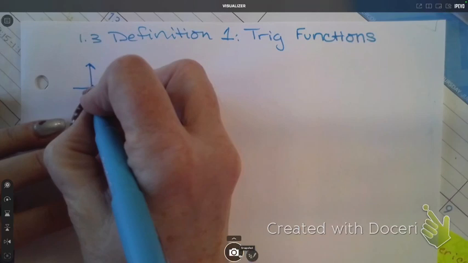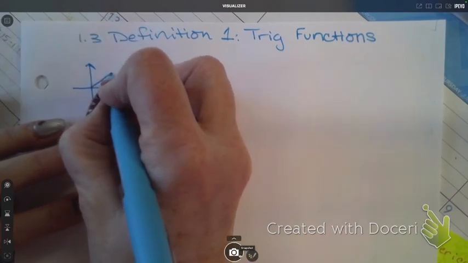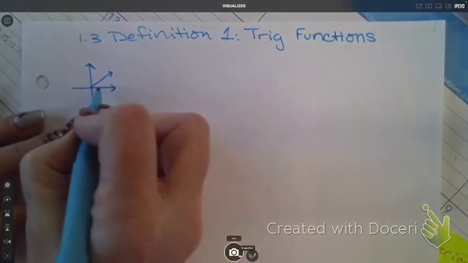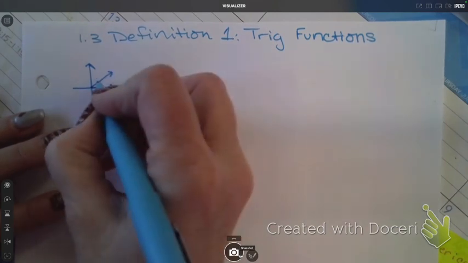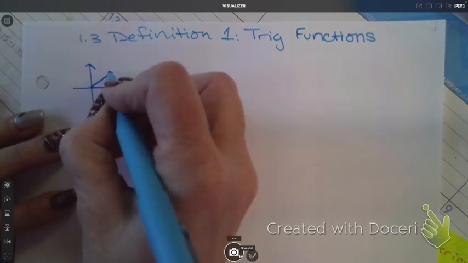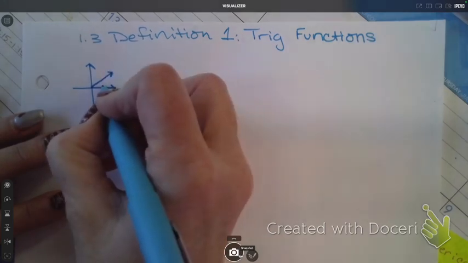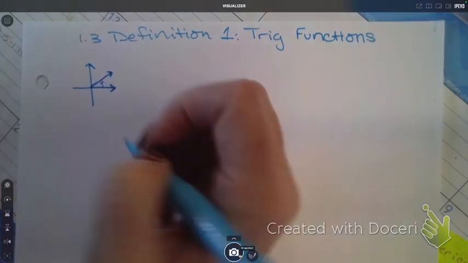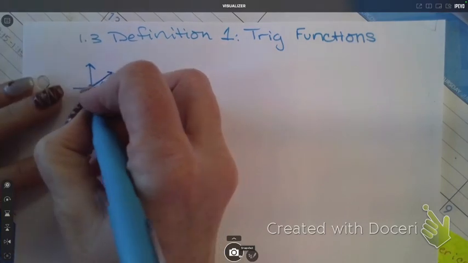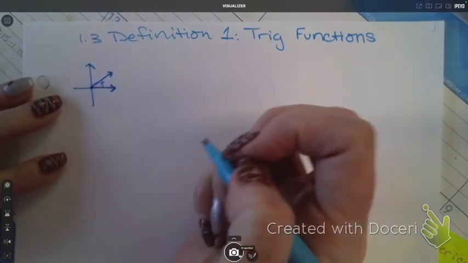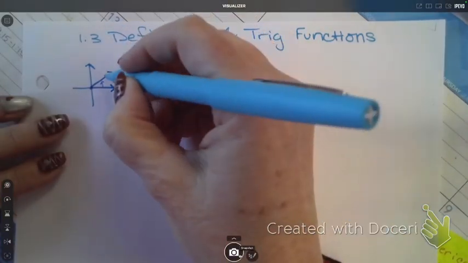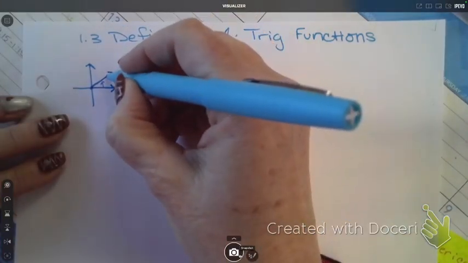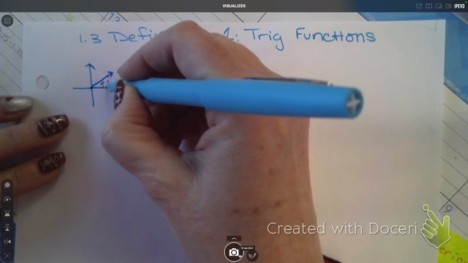I'm sorry, an angle in standard position. So standard position, remember, is the initial ray on the positive x-axis and the terminal side goes up. So the vertex is at the origin. So with that being said, if I were to draw this imaginary right triangle, which I've brought up to you before.